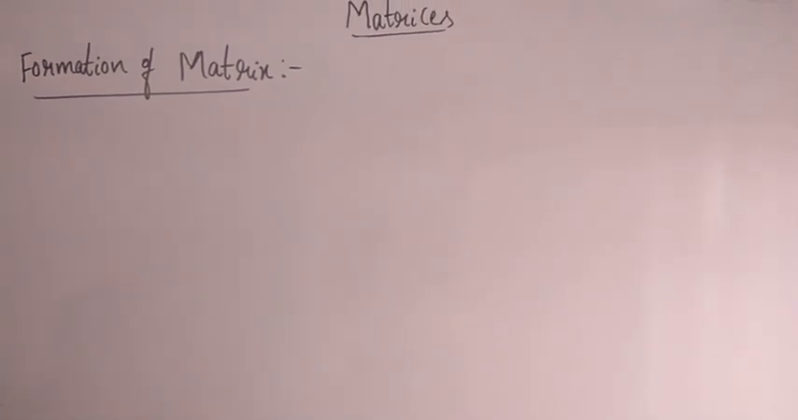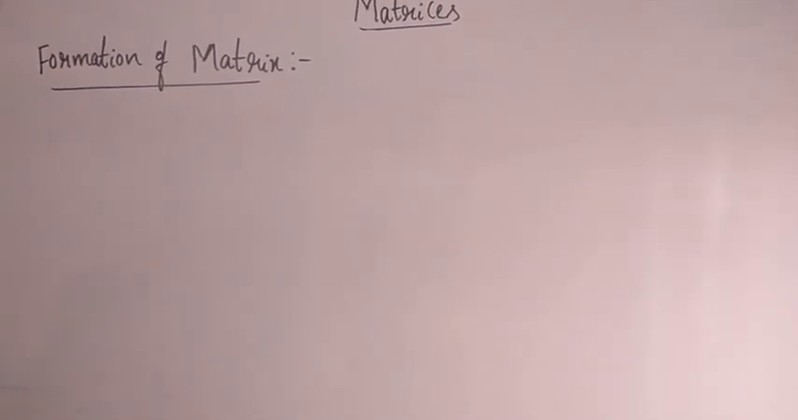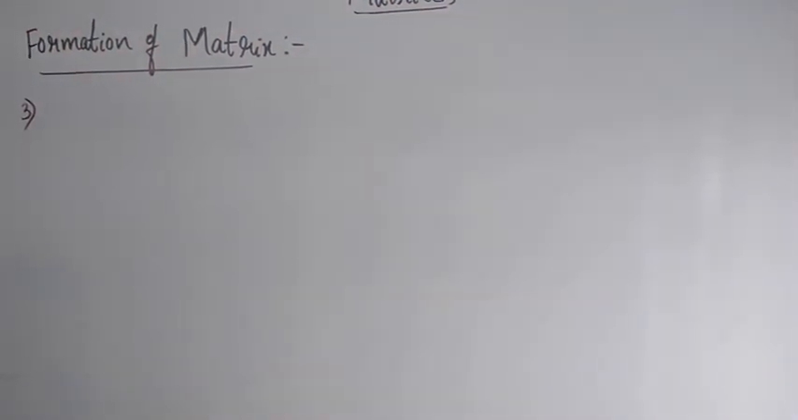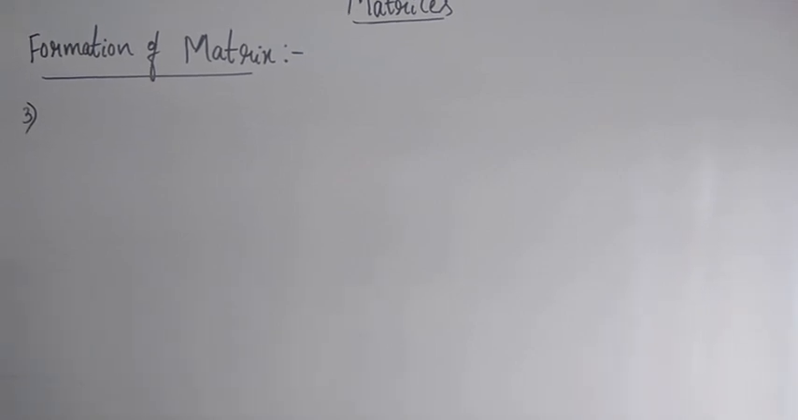In the last class we have constructed only a 2 cross 2 matrix. Today let us construct a different order matrix now. Okay. So formation of matrix here. In the last class we have solved 2 questions based on the construction.